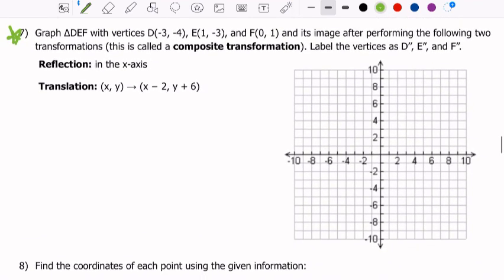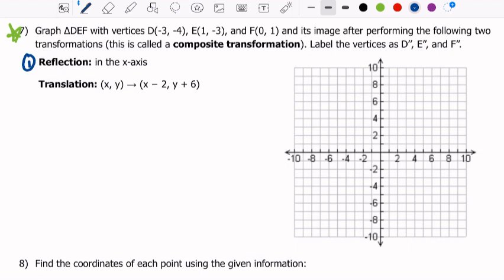So question number 7 says to graph triangle DEF with the vertices D, E, and F, and we're going to graph its image after performing 2 transformations, okay? So whenever we do 2 transformations, this is going to be called a composite transformation, and we're going to label these vertices as D double prime, E double prime, and F double prime. So whenever we're doing 2 or more transformations, we're always going to do them in an order, okay? So the first one that's listed is going to be transformation number 1, and then the second one that we do is transformation number 2.